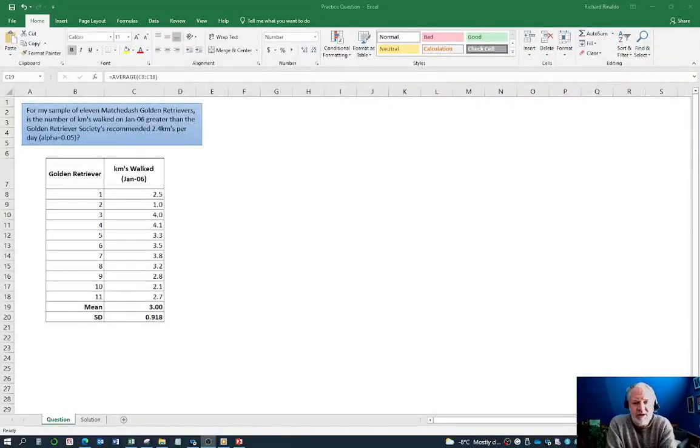Okay, so practice question. I want to see if Match-A-Dash golden retrievers walk on average more than the recommended distance of 2.4 kilometers as provided by the Golden Retriever Society. So I want to see if Match-A-Dash golden retrievers walk more than the 2.4 kilometers.